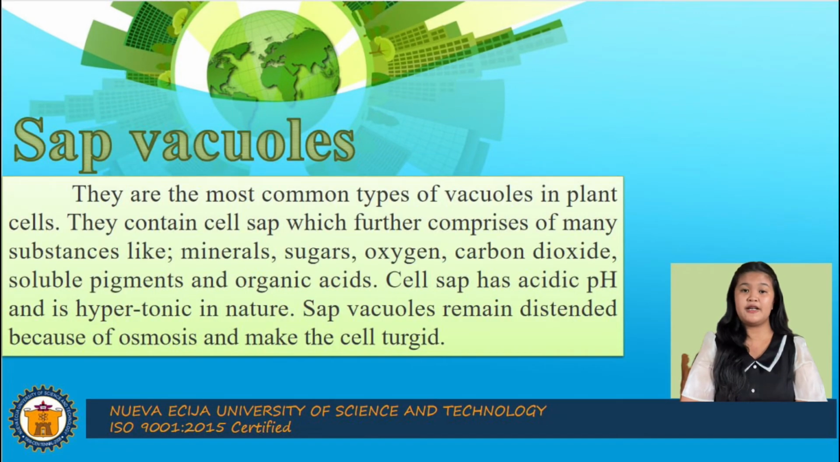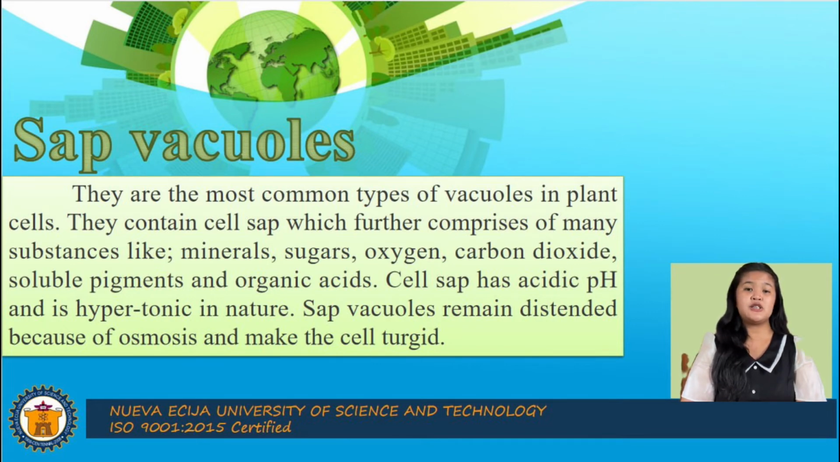Sap vacuoles are the most common type of vacuole in plants and contain many substances like minerals, sugar, oxygen, carbon dioxide, soluble pigments, and organic acids. Cell sap has an acidic pH and is hypertonic in nature and remains distended because of osmosis and makes the cell turgid. Their function is to maintain turgidity or turgor of the plant cells.